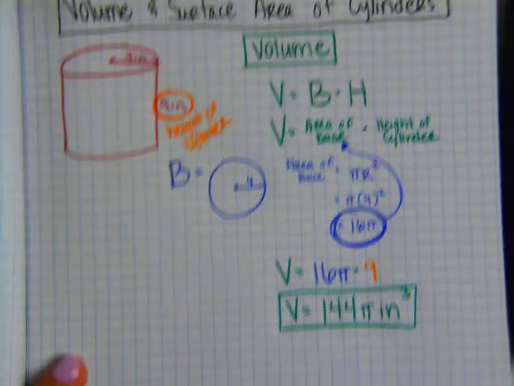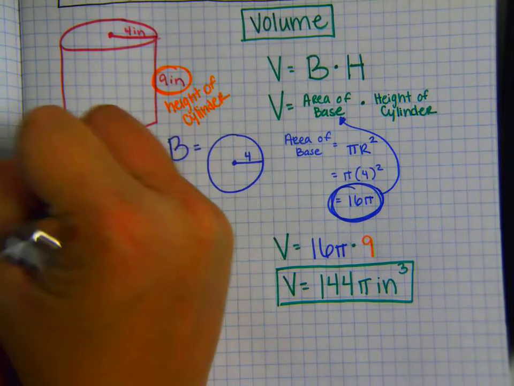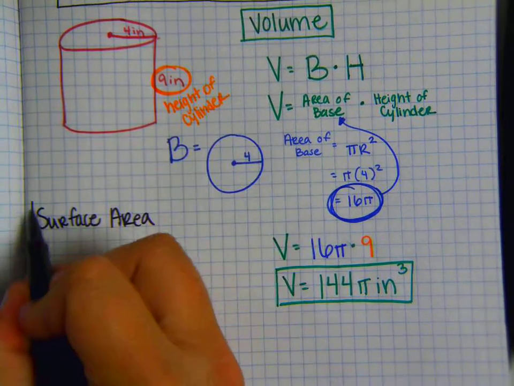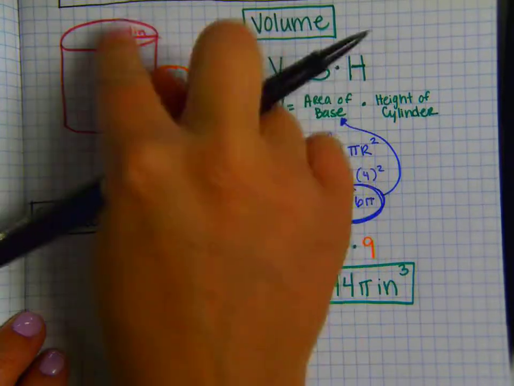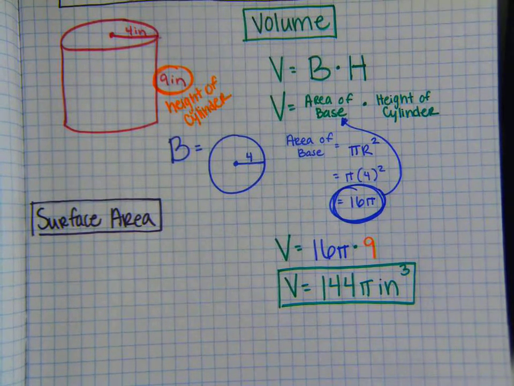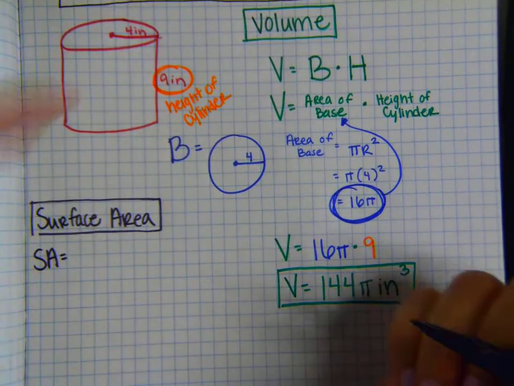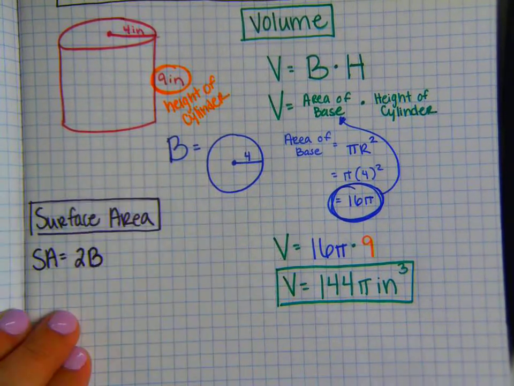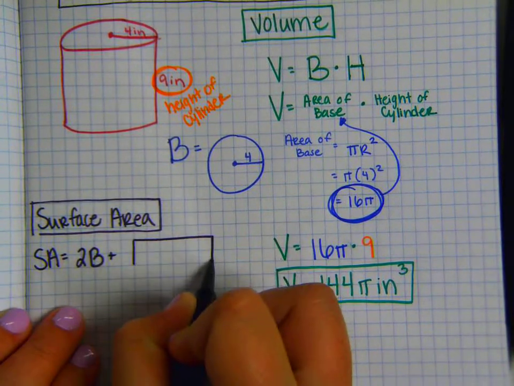Now to find surface area, the surface area is the area of all the faces. So all the way around this face, and then the bottom face as well. That's what surface area is. And to find the surface area, well, we have this base and this base. That's going to be 2 of the bases plus, and I like to draw this rectangle so I can see what I'm doing.